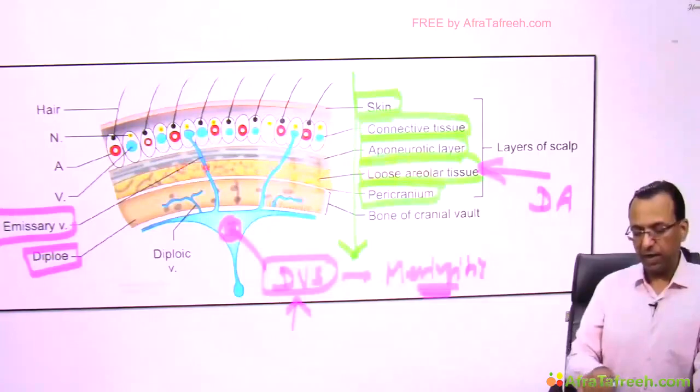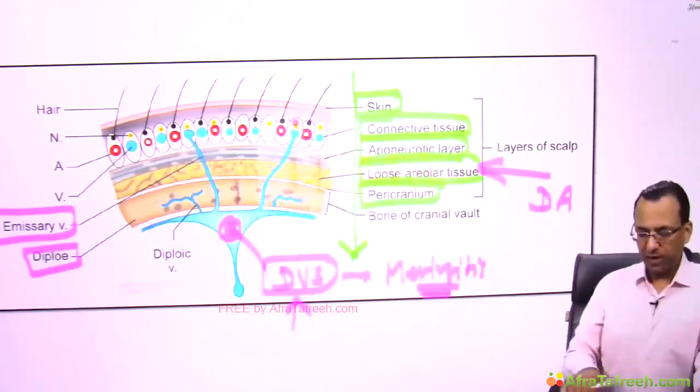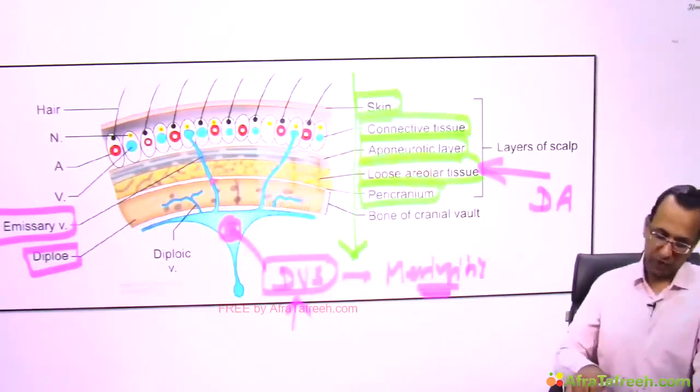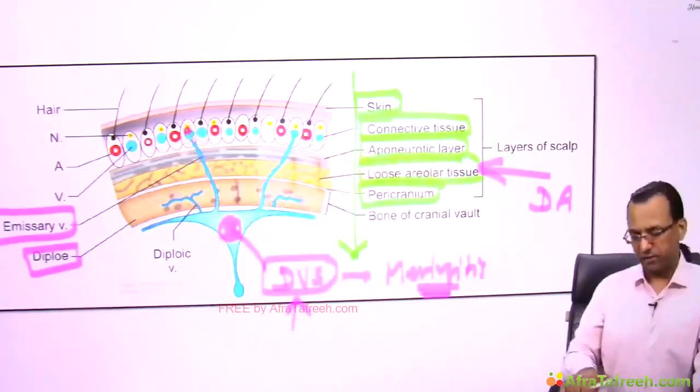Emissary veins are an intracranial, extracranial connection. So emissary veins are an intracranial, extracranial extension. You mean to say extracranial infection can move intracranially? Yes, that is the point.